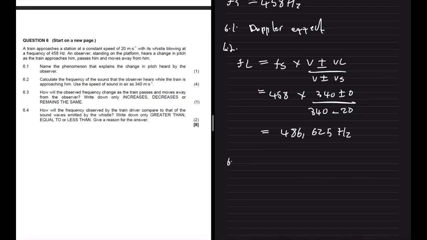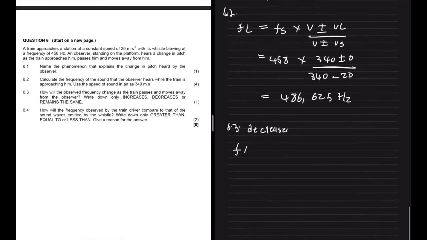6.3. How will the observed frequency change as the train passes and moves away from the observer? Write down increase or decrease. It's going to decrease. Why are we saying it's going to decrease?